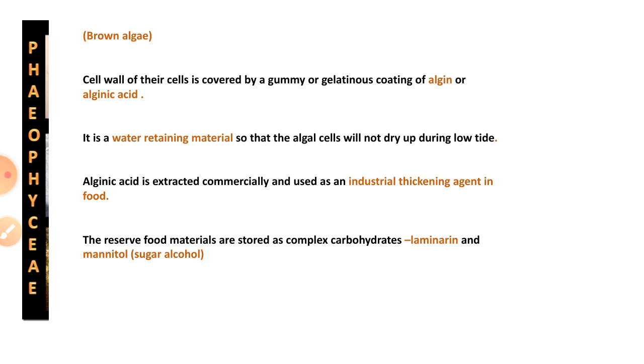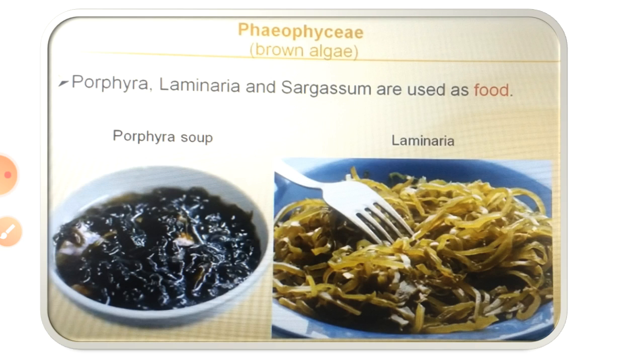In brown algae, reserve food materials are stored as complex carbohydrates such as laminarin and as mannitol, which is a sugar alcohol. Another use of brown algae is that algae like Porphyra, Laminaria and Sargassum are used as food.